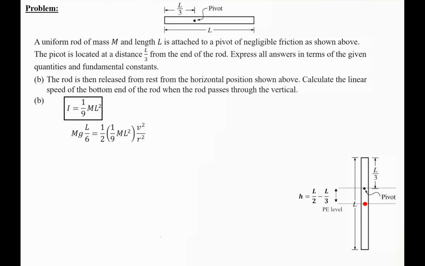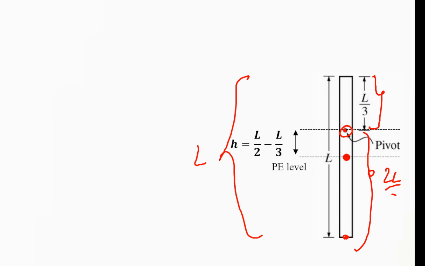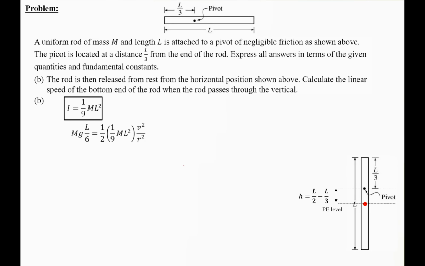R represents the distance from the point that we're interested in determining the speed to the pivot. Remember that we're interested in determining the speed at the end of the rod, which is here, and the pivot is in this case this point. If the length of the rod is given by L and this part is given by L over 3, then the distance from the pivot to the bottom end of the rod is given by 2L over 3. So in this case, R will be replaced by 2 over 3 L.